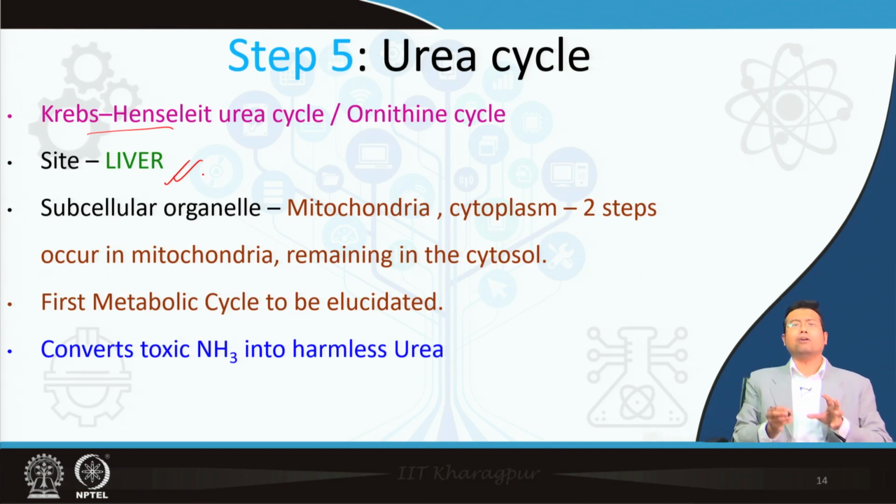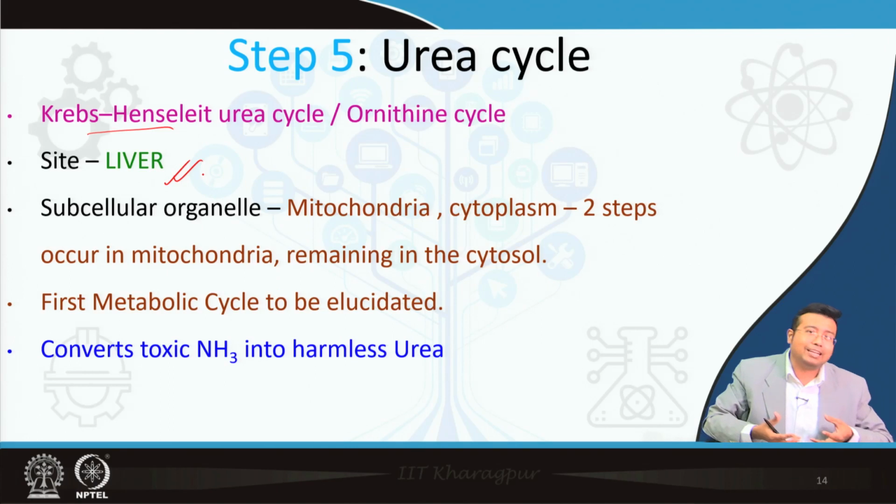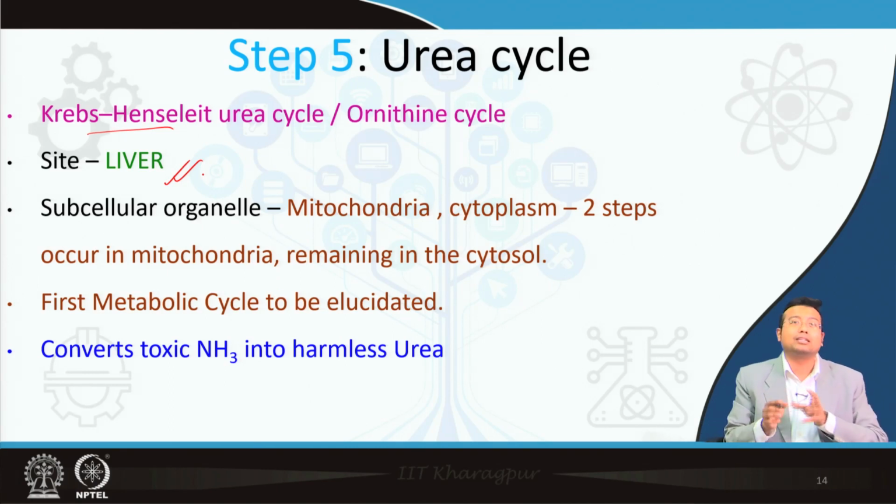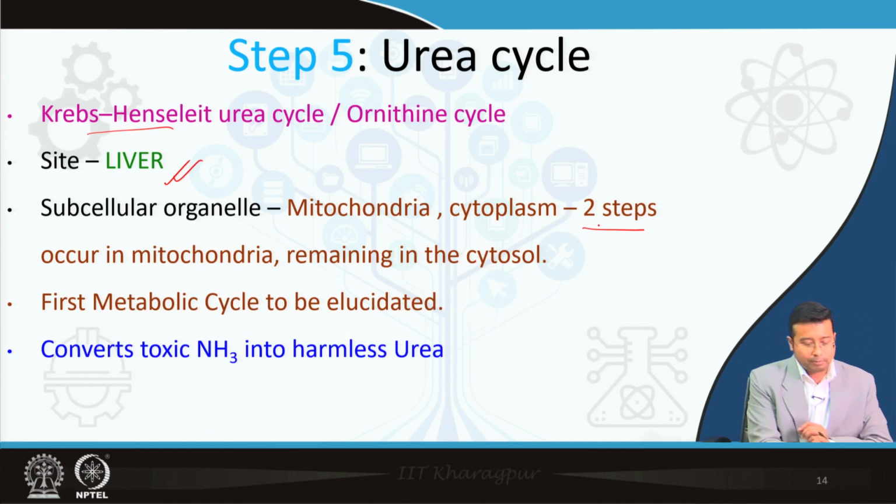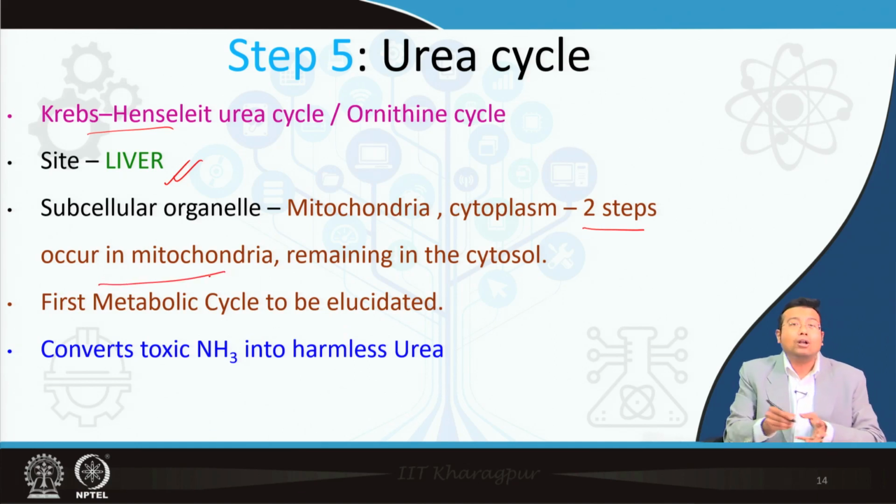All right. Now, where in the liver? Of course, in the hepatocyte, but which cell organelle? It is divided in such a way that it takes place in both places. Where? Mitochondria as well as cytoplasm. So, 2 steps happen in mitochondria and all other remaining steps happen in cytosol. A very important multiple choice type of question.